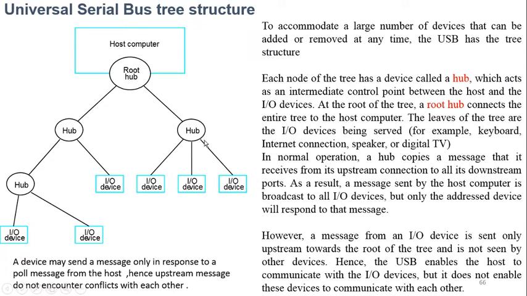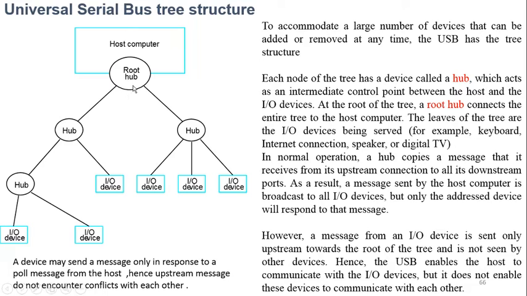And these intermediate nodes, called hub units, act as the control point which controls the activities of data transfer between this root hub and the IO devices which are present as the leaves of this tree. In normal operation, the hub copies a message that it receives from its upstream connection to all its downstream ports. As a result, a message sent by the host computer is broadcast to all IO devices, but only the addressed device will respond to that message.